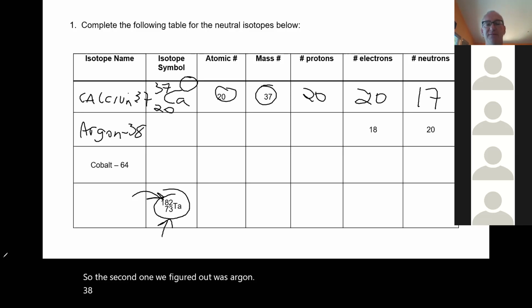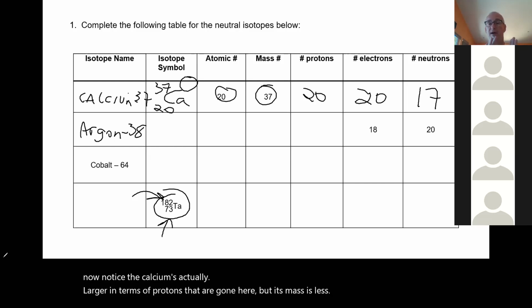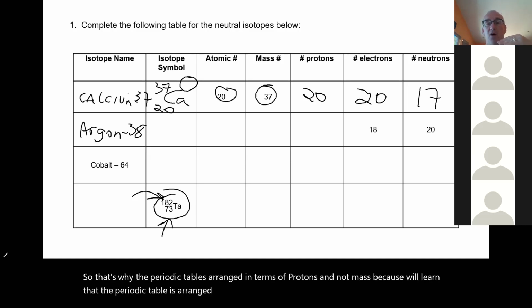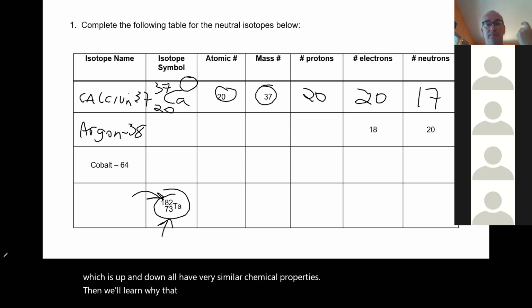Now notice the calcium's actually larger in terms of protons than argon here, but its mass is less. So that's why the periodic table is arranged in terms of protons and not mass, because we'll learn that the periodic table is arranged in such a way that all of the elements that are in one group, which is up and down, all have very similar chemical properties. And we'll learn why that is as well.